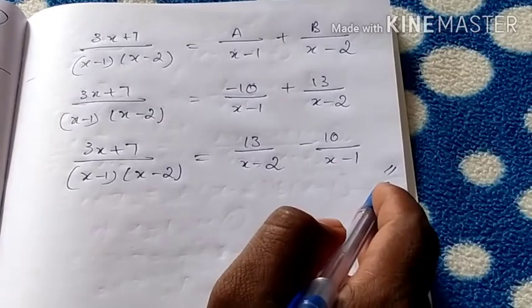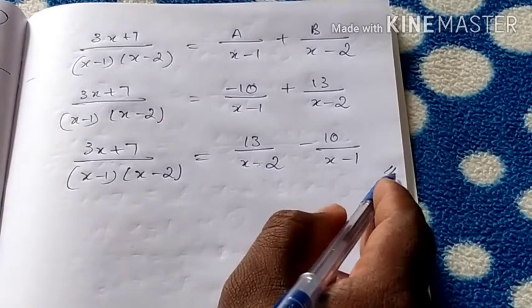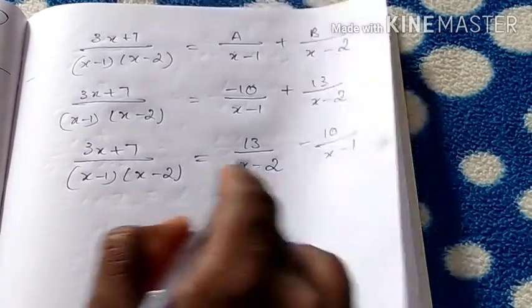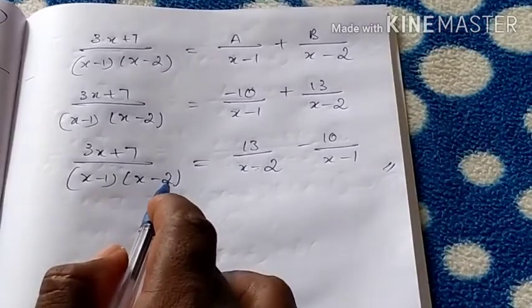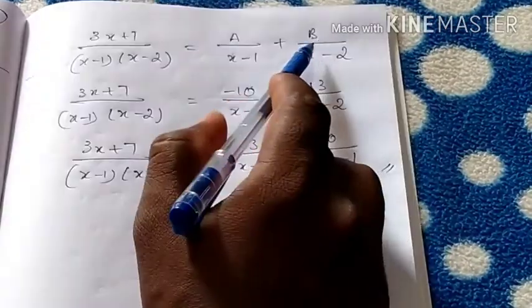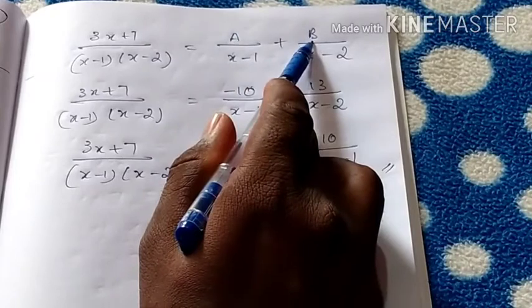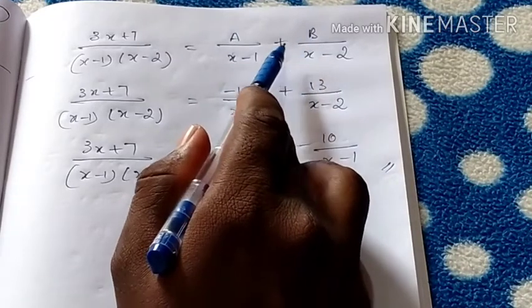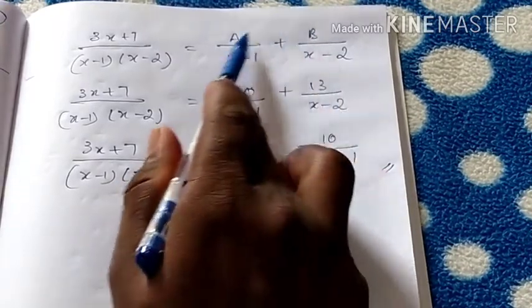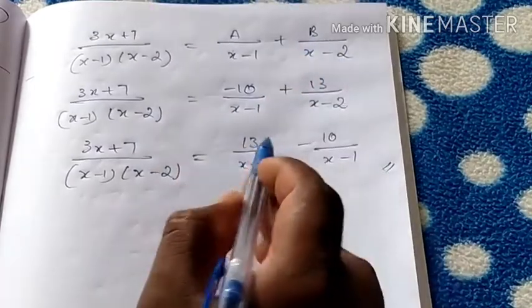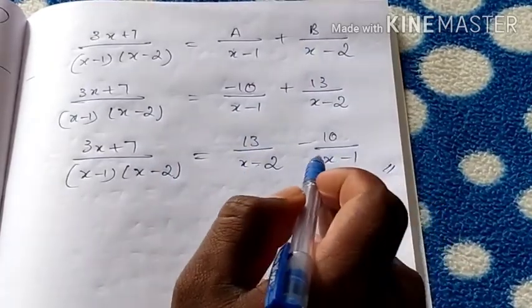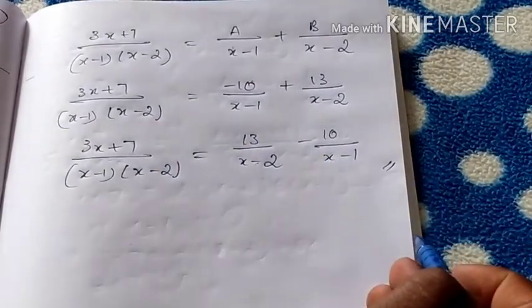Have you understood? What are the steps you have? The first step is factorizing the denominator. Then the second step is introducing the constants. Then the third one, find the values of a and b. Then substitute a and b, and we get the required partial fraction. Have you understood?